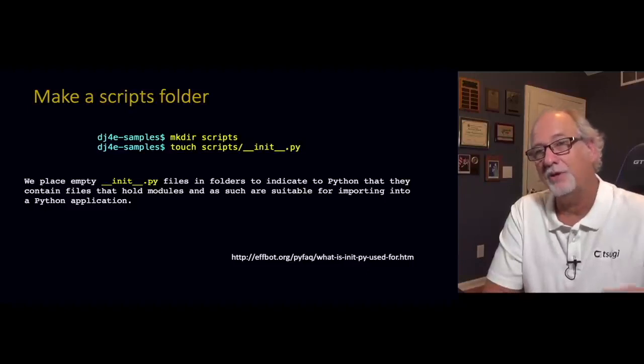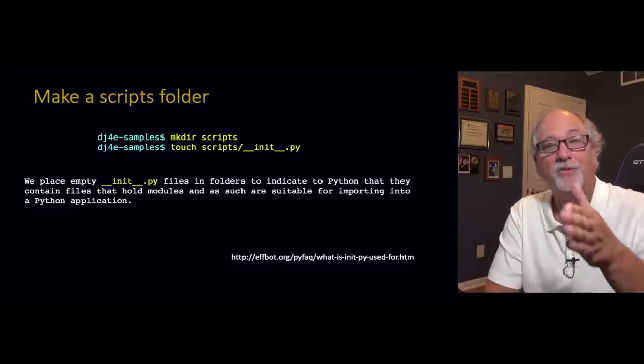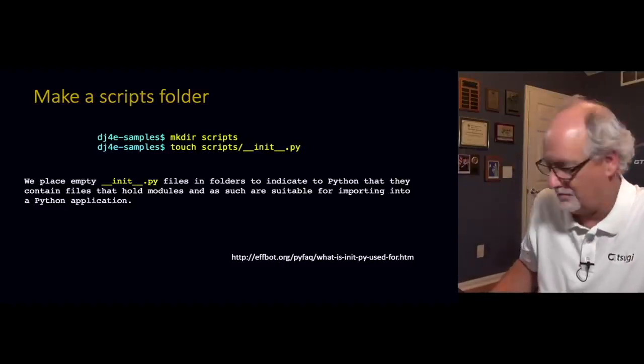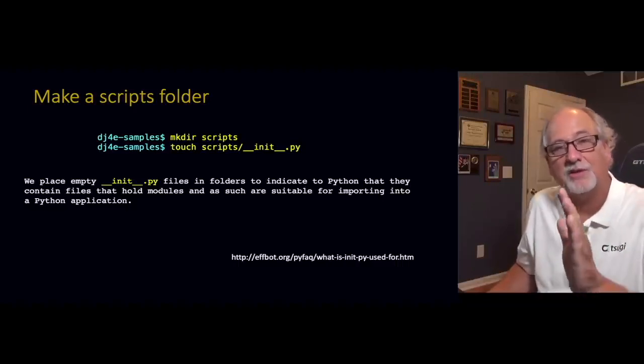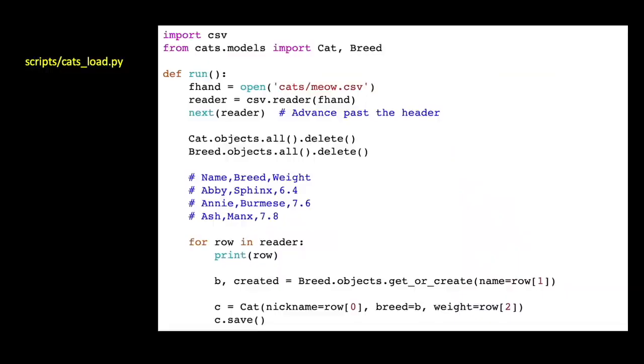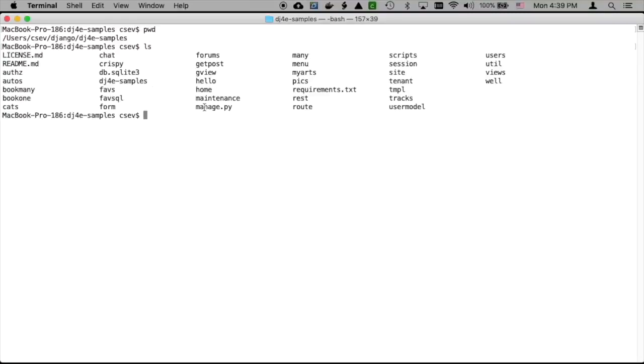So if you're going to put classes that are intended to be imported into some other application, we always put this empty file, underscore underscore init underscore underscore dot py. So touch says make an empty file of this name. So let's take a look at our files inside of the DJ Free Samples folder. I am currently in the DJ Free Samples folder, and it's the main folder. The settings are in DJ Free Samples. We're also in the same folder as manage.py because we're going to be running the manage.py commands.